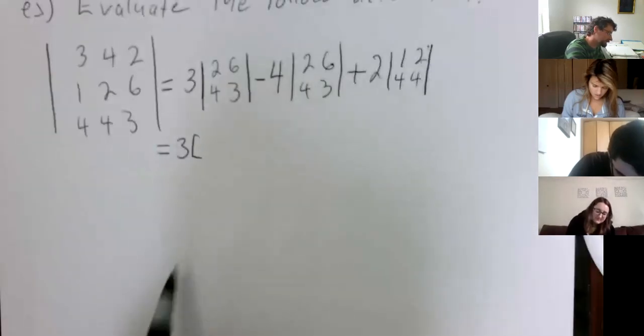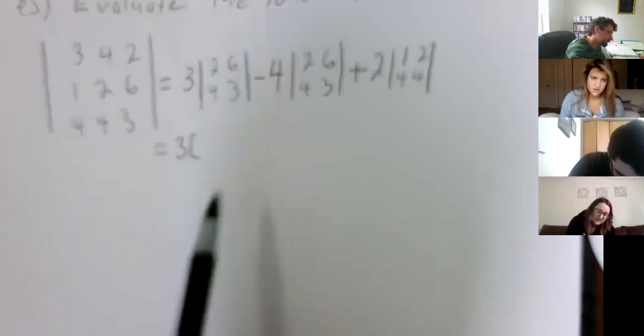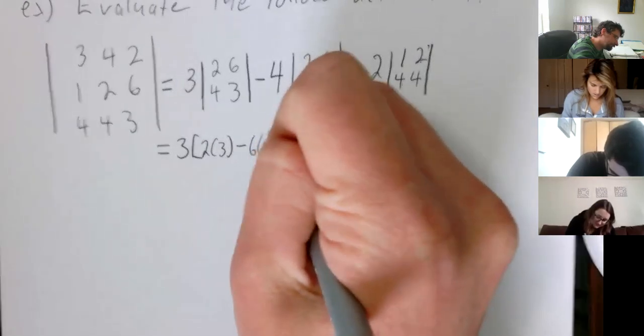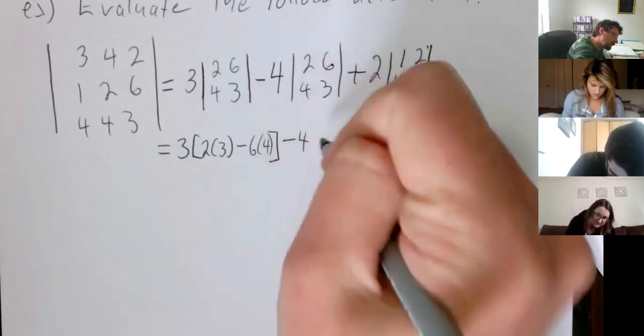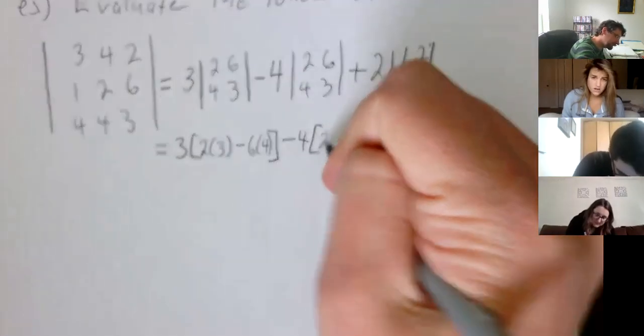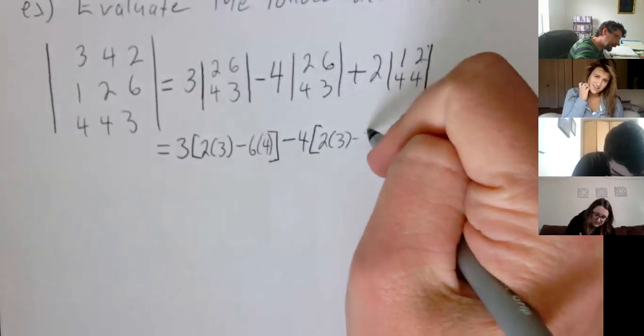Now we have 3 times. What's going to happen to the stuff on the inside? It's going to be 3 times 2 times 3 minus 4 times 6. Minus 4, what comes next? 2 times 3 minus 4 times 6. Yep.